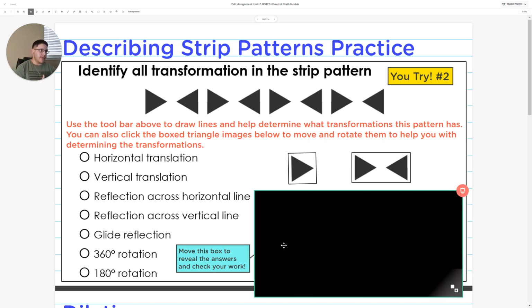If you need to know what the answers are, you can move the box right here and check to see which ones work and which ones don't. So go ahead, pause the video, try this on your own. Otherwise, I'm going to continue on and show y'all how to do this.